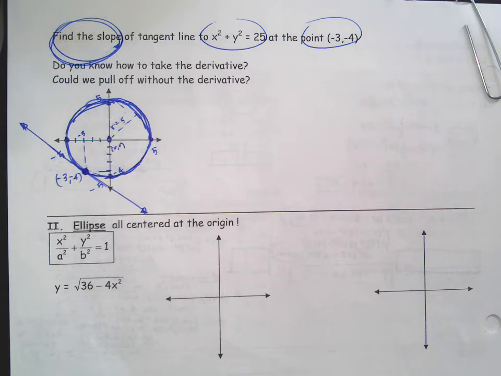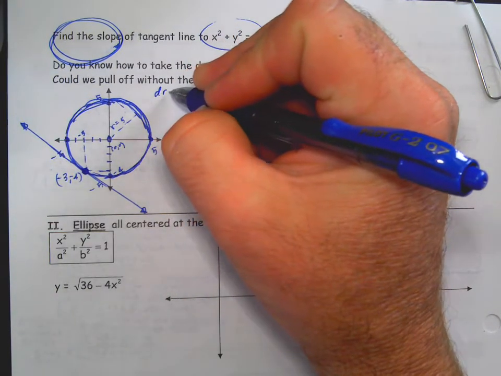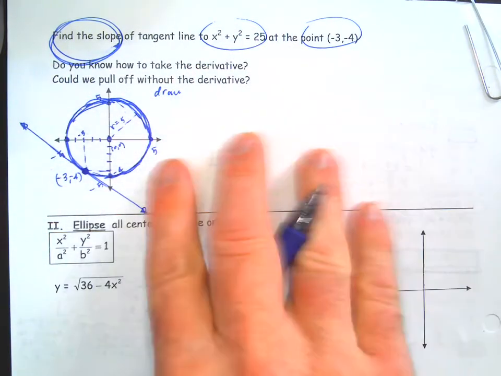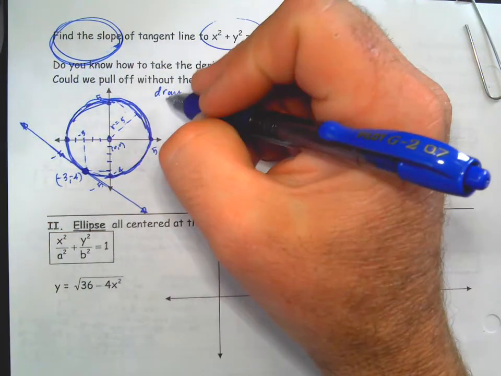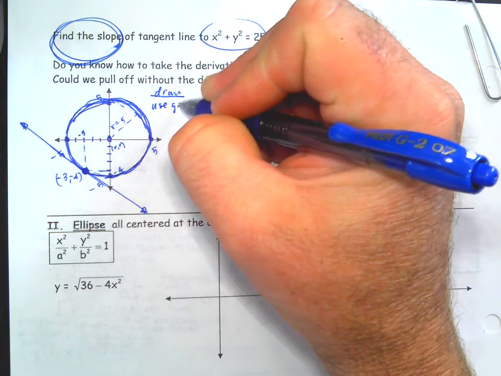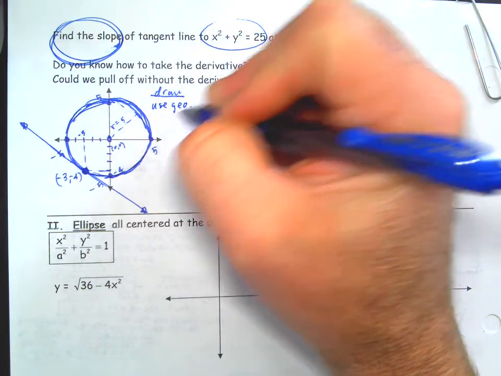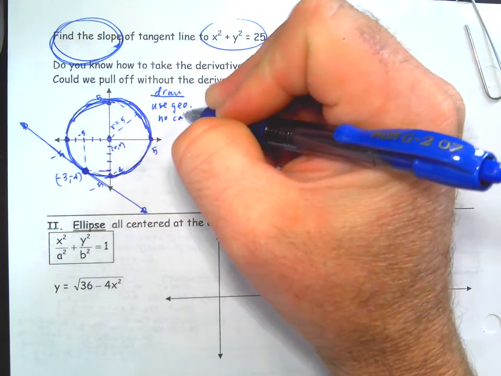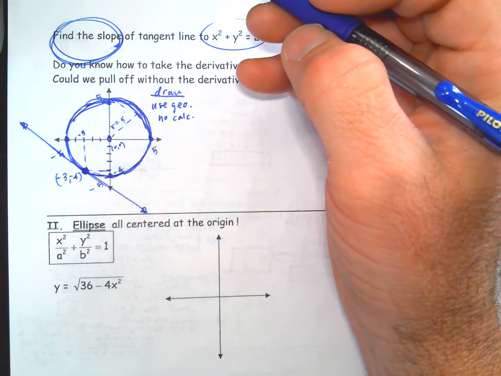Now, I'm going to teach you 3 different ways to do this strategy. So we're going to leave some room over here because I'm going to teach you 2 other ways of doing it. The first way is just draw a picture and use geometry. No calculator, no real calculations.